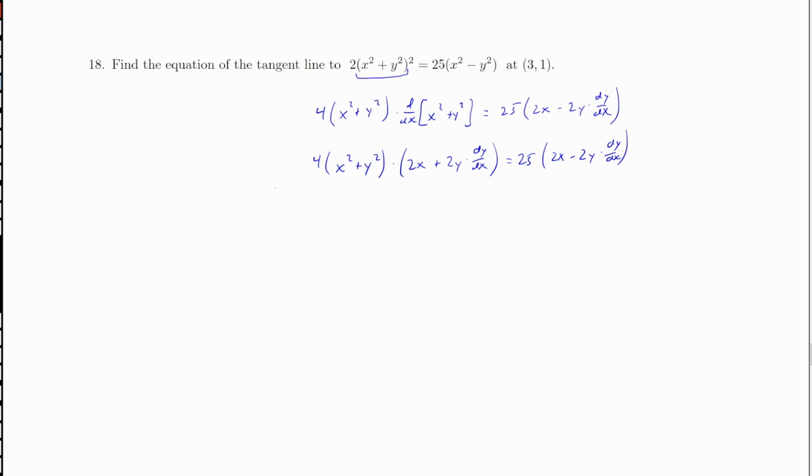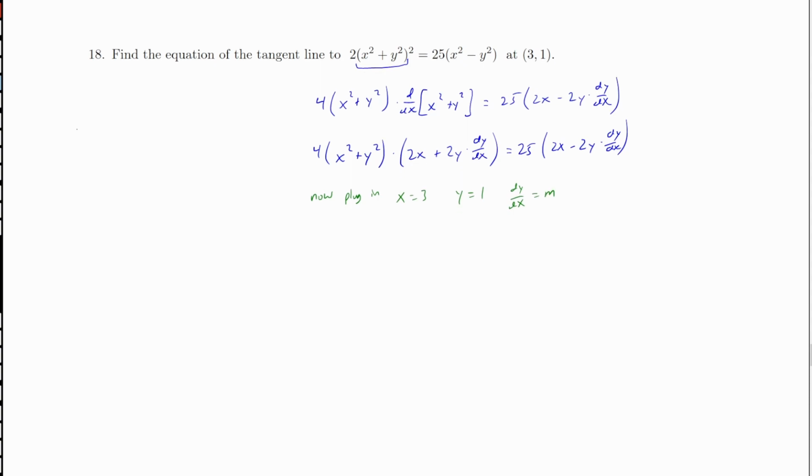Okay, and now plug in x is 3, y is 1, and when we plug in, I won't have a derivative function anymore. I will have plugged into the derivative and just get a slope m. So 4 times 3 squared plus 1 squared times 2 times 3 plus 2 times 1 times m equals 25 times 2 times 3 minus 2 times 1 times m.